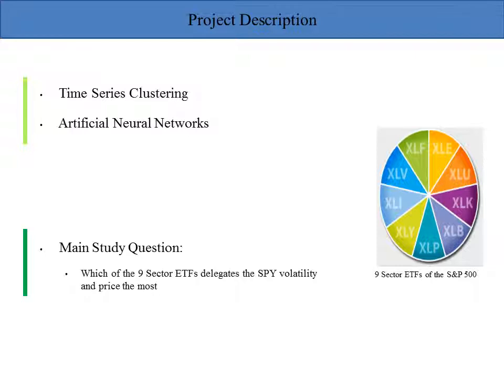We want to identify patterns in the volatility and normalized price graphs using two main methods. The first method we will be using is a time series clustering method, and the second method will utilize artificial neural networks. I will be talking about the time series clustering method, and Pikaso will talk about the artificial neural networks, or ANN.